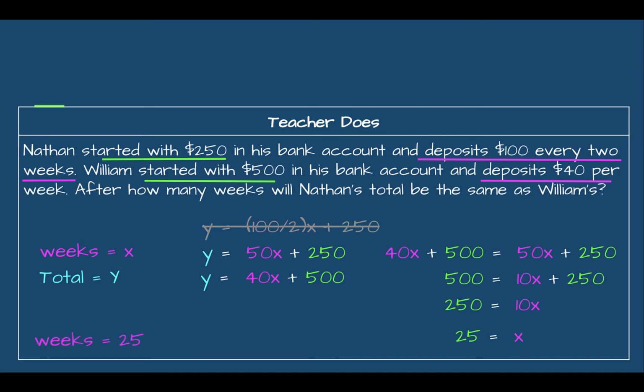Since we've already answered our question, we can just stop here. Had the question asked, what will the total be when they're equal? Then we would need to continue in solving for y. But since this question only asked how many weeks, that was our x value. Once we figured that out, we're good. So weeks was 25.